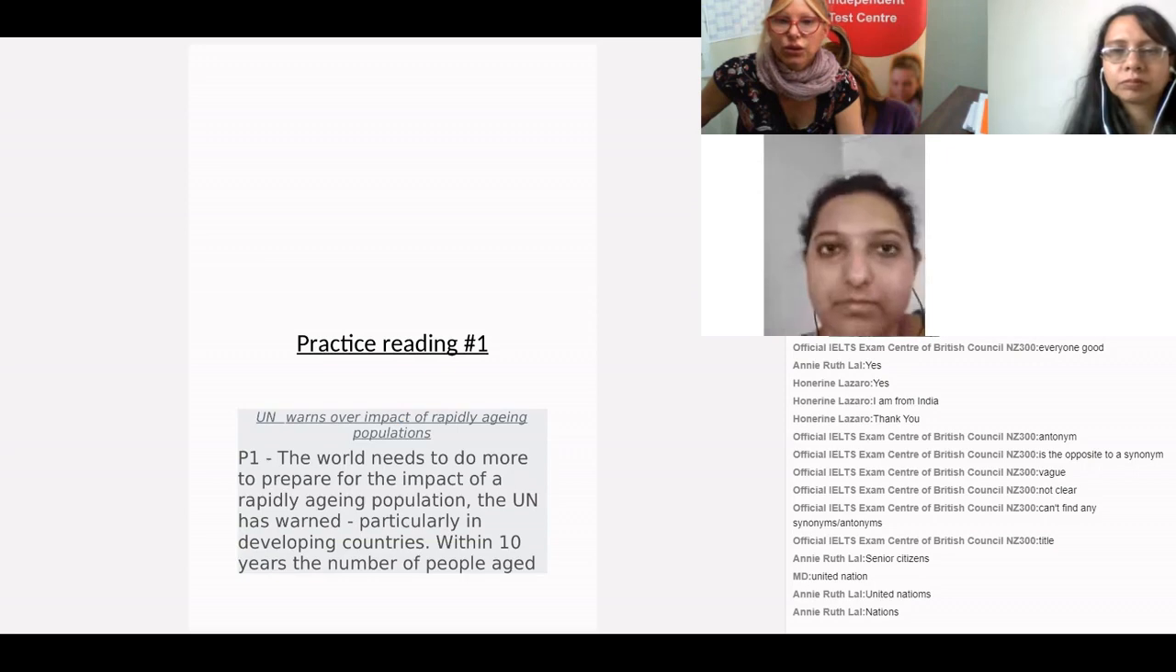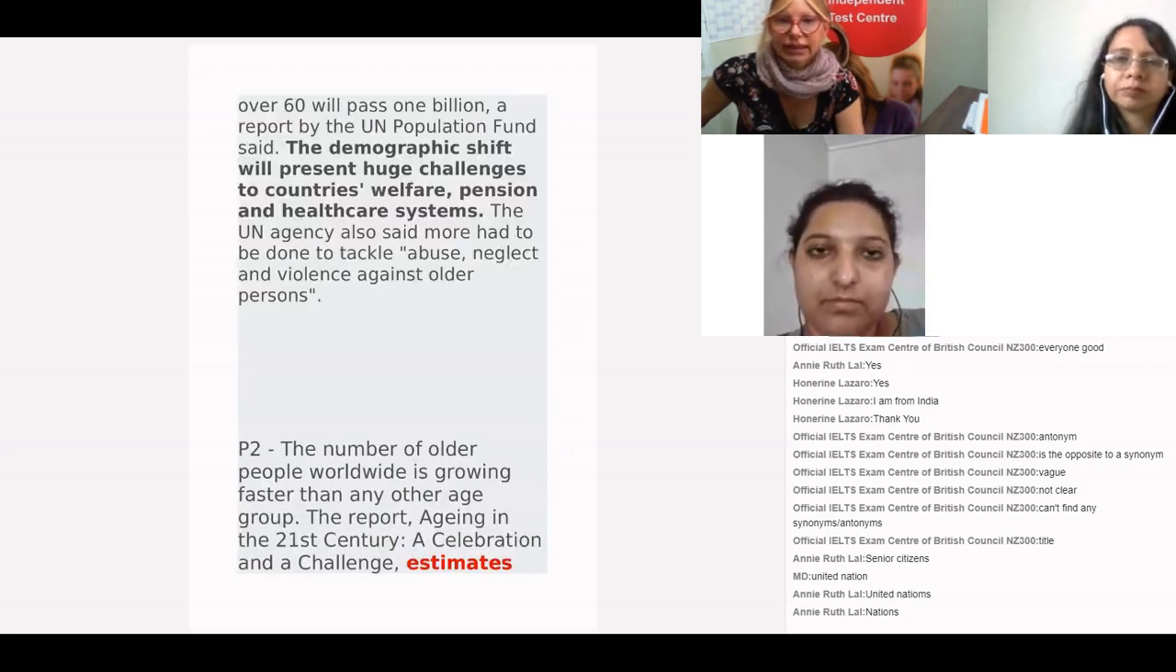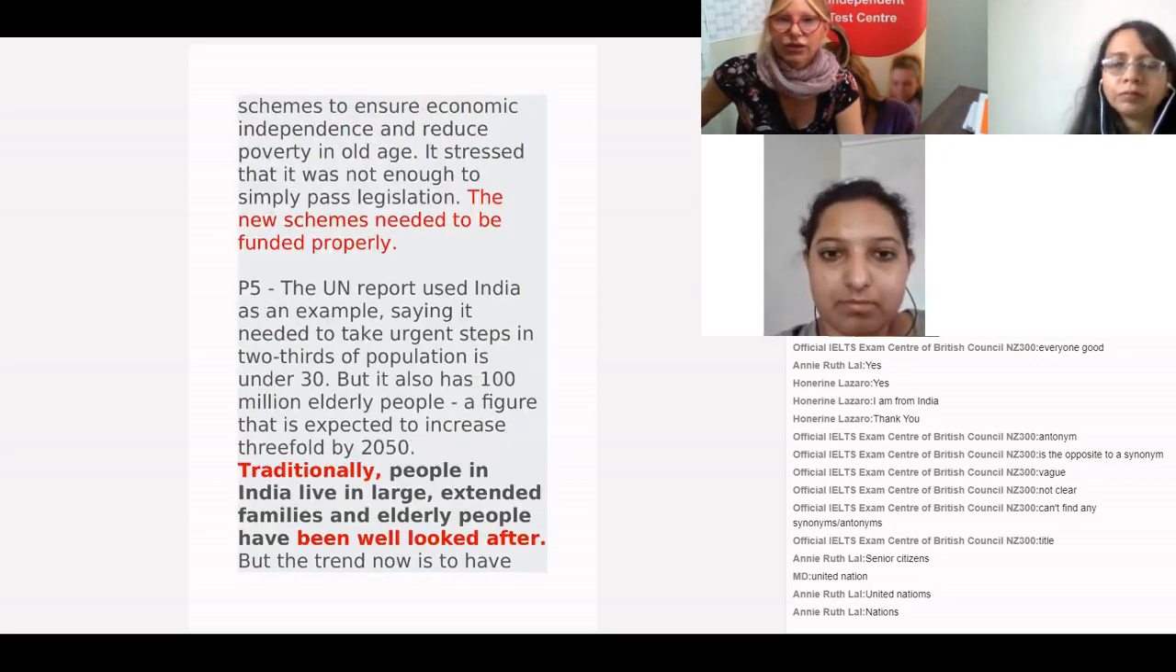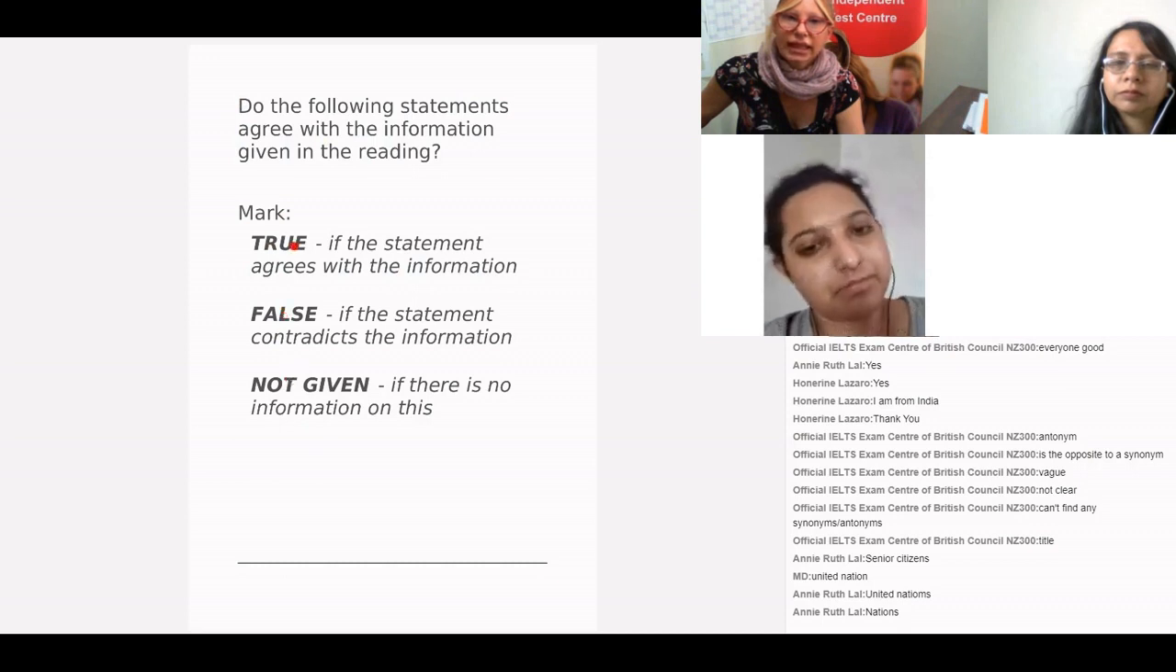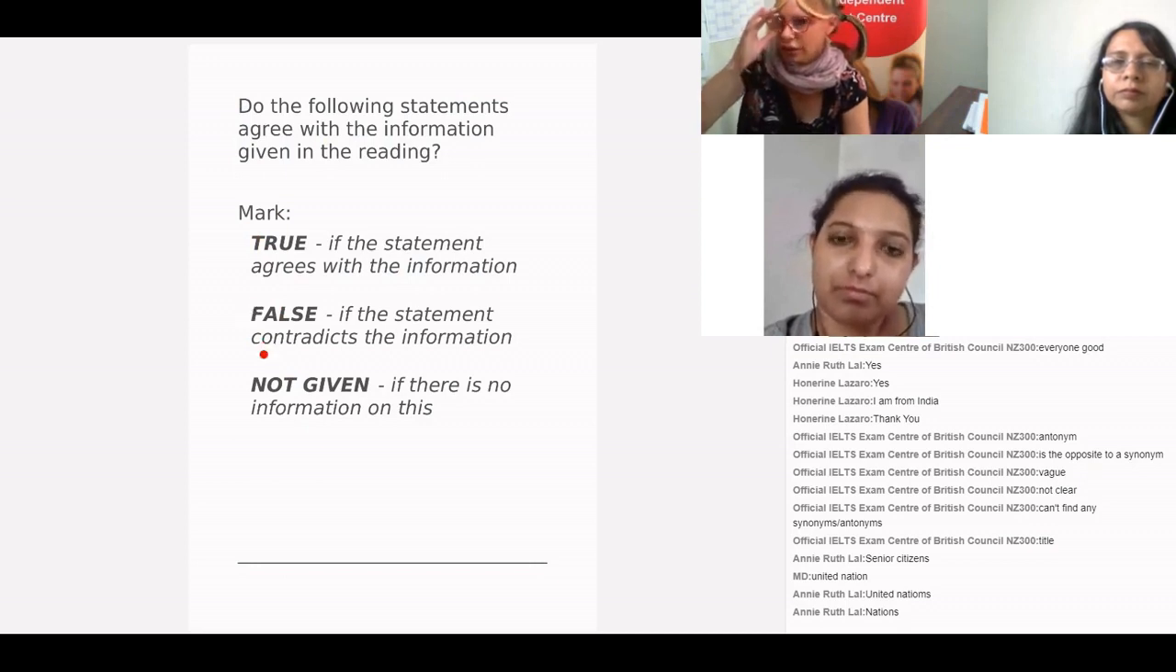Okay, so what we'll do now is we'll just go straight to the first statement for our true, false, or not given. So we're going to be answering true or false or not given. Remember that for true, you can just put the T. False, you can just put F in your answers, and not given, just NG. Makes it a lot quicker and saves time.